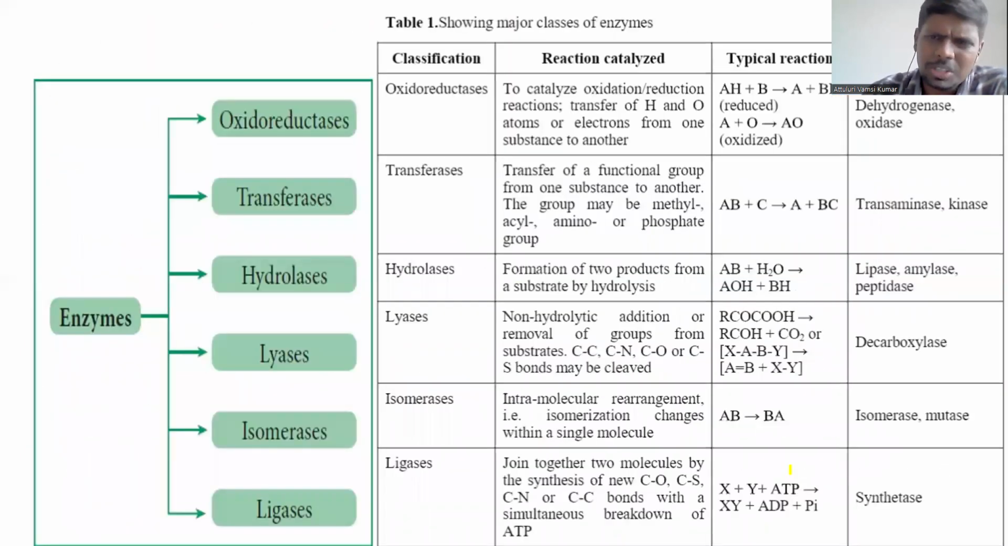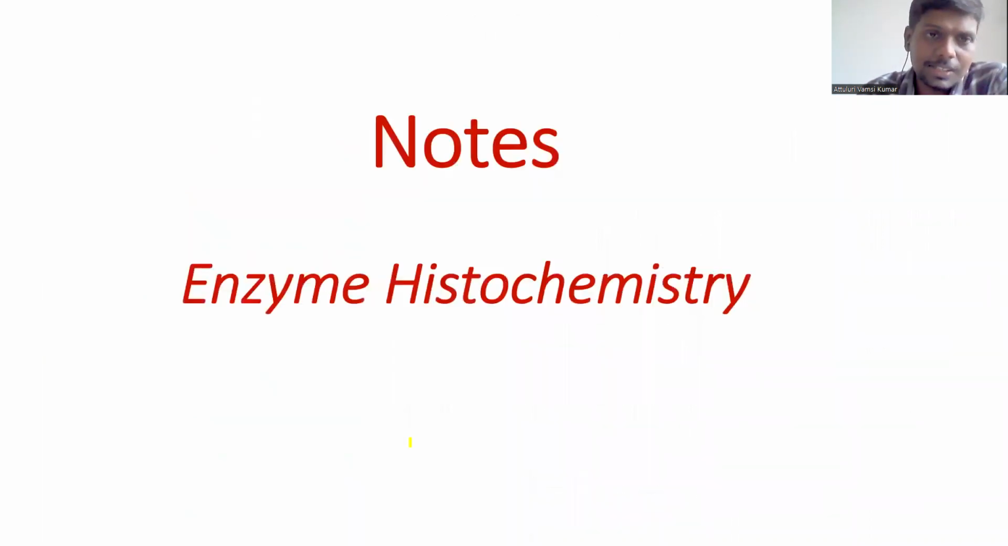Then I discussed various classifications of enzymes. We have oxidoreductases, transferases, hydrolases, lyases, isomerases, and ligases, and I have given their typical reactions and examples also. So this is the basic classification of enzymes. Since we already discussed this, I'm not going into depth to restudy these things.